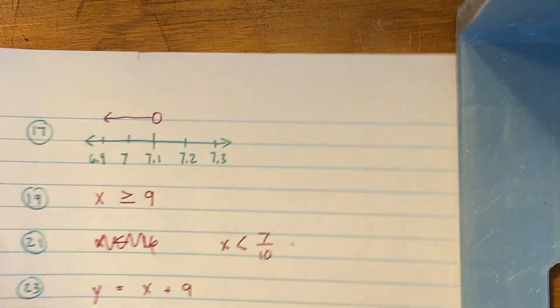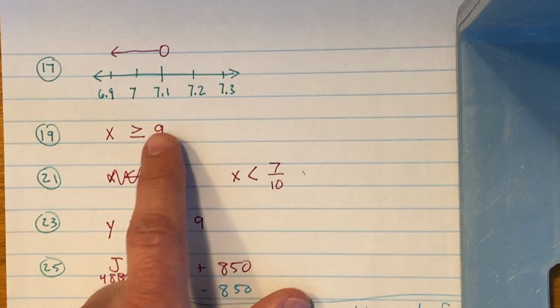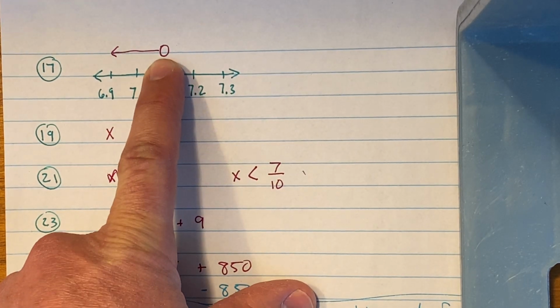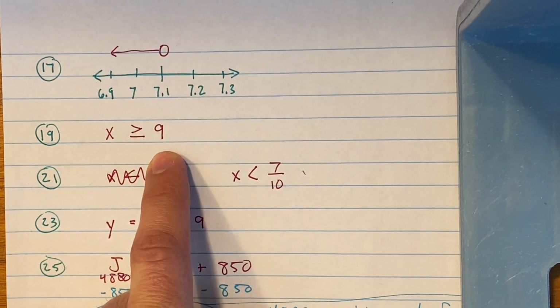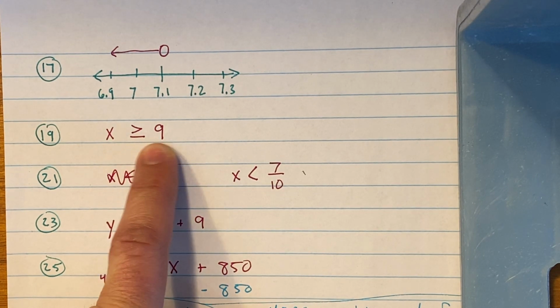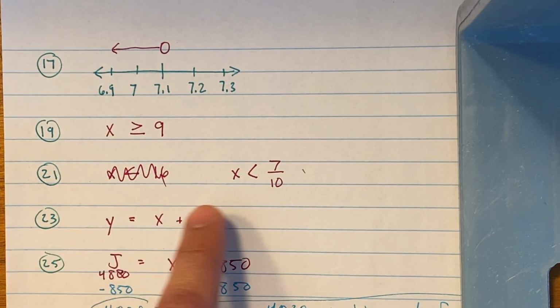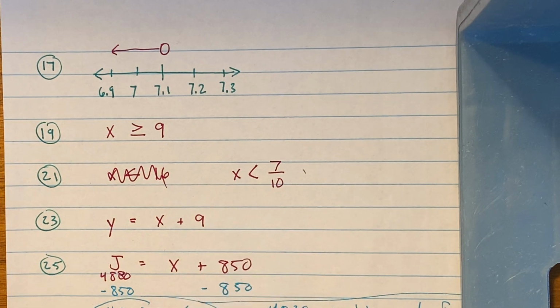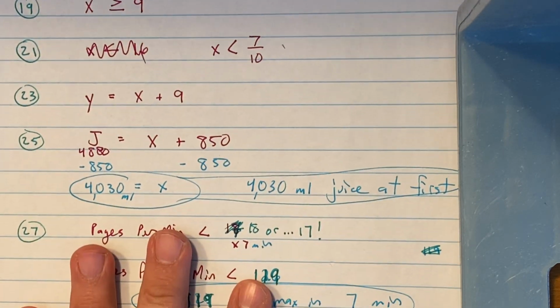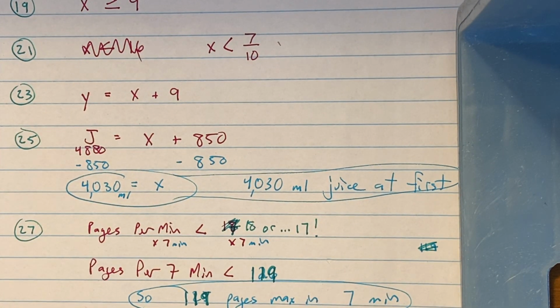All right, let's go to the couple more here. Number 17 should be above the 7.1. It's an open circle pointing to the left for less than. Number 19, x is greater than or equal to 9. 21, x is less than 7/10. 23, y equals x plus 9.